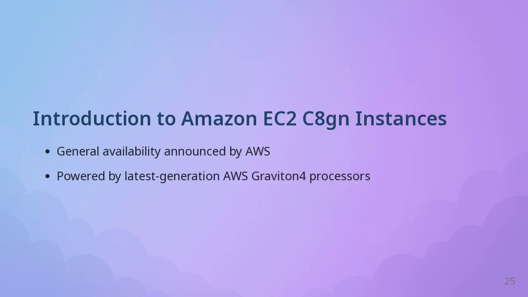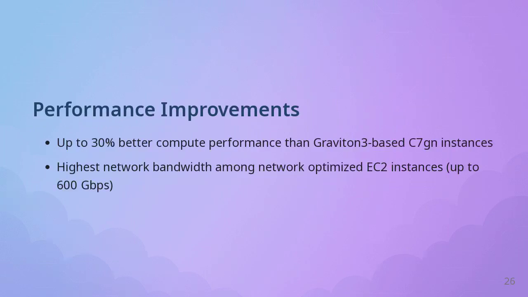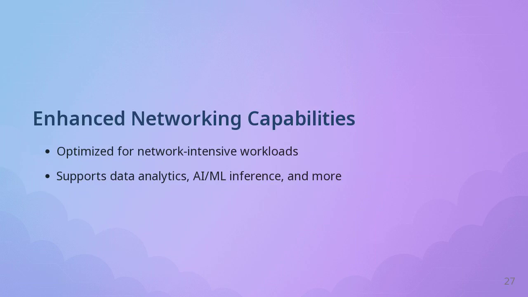Now generally available, Amazon EC2 C8gn instance. Today, AWS announces the general availability of the new Amazon EC2 C8gn instances, powered by the latest generation AWS Graviton4 processors. The new instances provide up to 30% better compute performance than Graviton3-based Amazon EC2 C7gn instances. Amazon EC2 C8gn instances feature the latest 6th generation AWS Nitro cards and offer up to 600 Gbps network bandwidth, the highest network bandwidth among network-optimized EC2 instances.